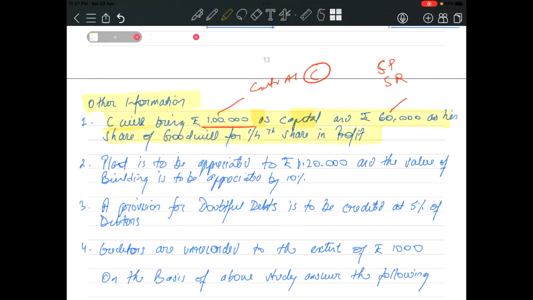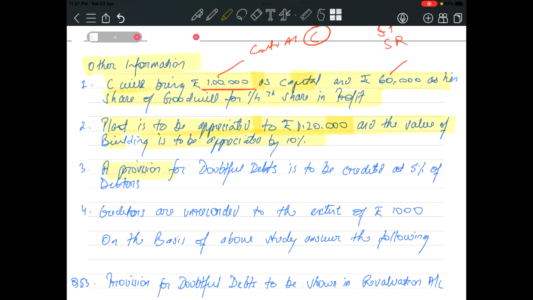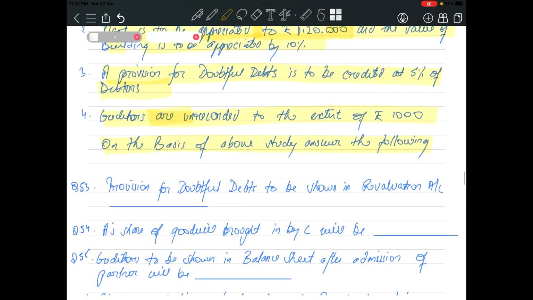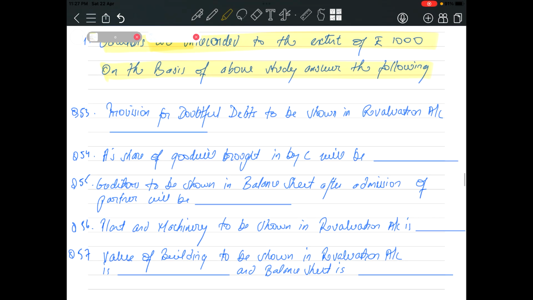Point number 2, plant to be appreciated to rupees 1,20,000 and the value of building to be appreciated by 10%. A provision for doubtful debts is to be created at 5% of debtors. Provision we have to create. Creditors are unrecorded to the extent of 1,000. On the basis of the above study, answer the following. Simple data is given. So now let's answer the following.